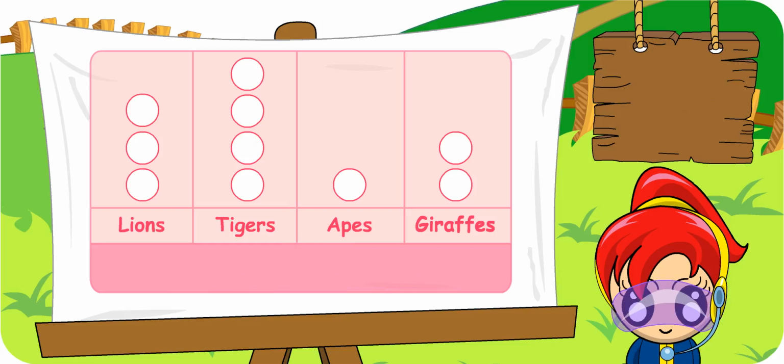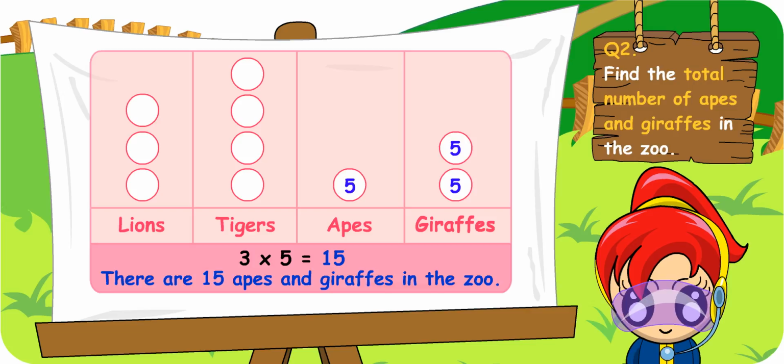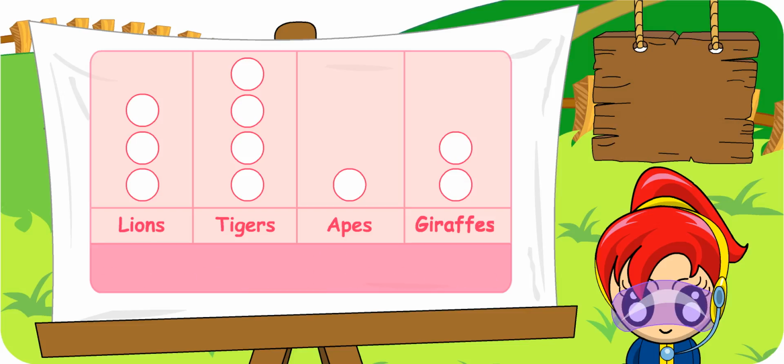Good. Next, find the total number of apes and giraffes in the zoo. There is 1 circle for apes, and 2 circles for giraffes. Altogether, there are 3 circles for both animals. I multiply 3 by 5 to get 15 animals. So far so good.